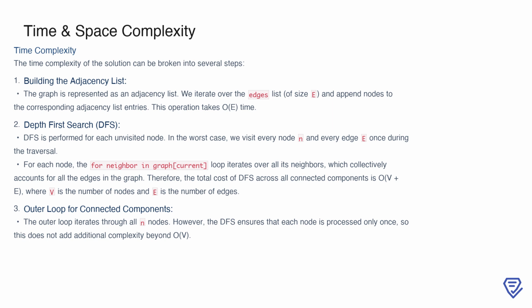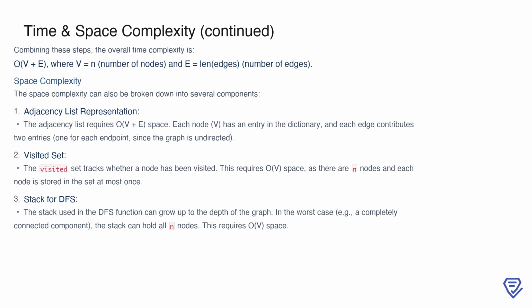Finally, there's the outer loop that iterates over all nodes to check if they've been visited. However, since each node is processed only once during DFS, this step doesn't add extra complexity beyond V. When we combine all these steps, the overall time complexity of the solution becomes O(V plus E), where V is the number of nodes and E is the number of edges.